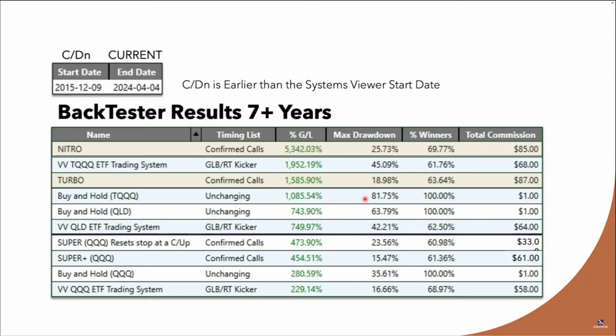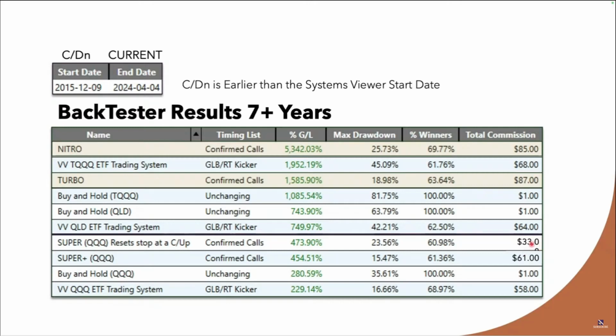So to me, blowing up your account any more than about 30–40%, I'm really nervous. And then the ones down at the bottom here, they're the other two strategies that are in the systems. Super QQQ just resets a stop at a confirmed up. That happens as well with Super Plus, but it doesn't exit on a confirmed down. It just keeps looping through. So you get a really low number of trades here. I think it worked out to 33 if I counted right.